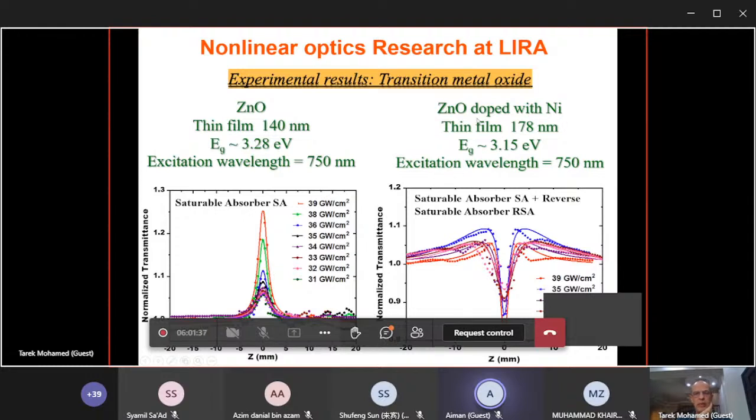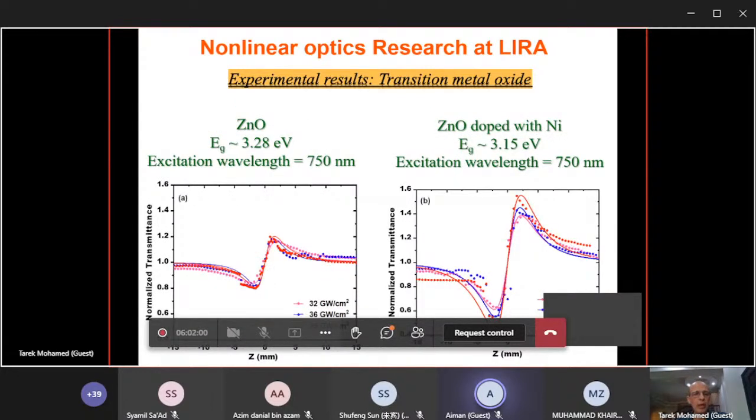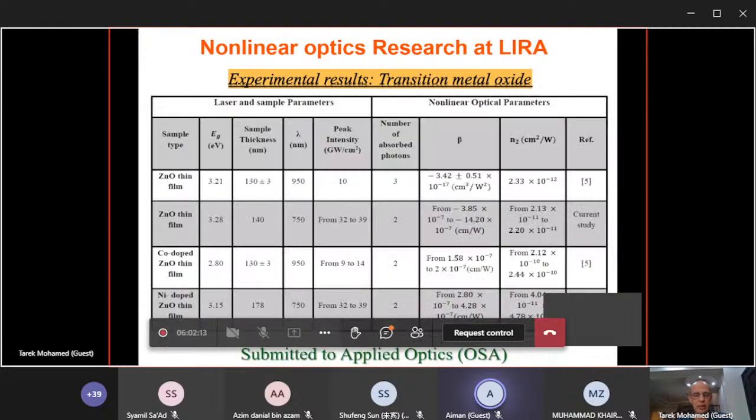And we dope the zinc oxide with nickel, with a different thickness, and we keep the excitation wavelength. Then we have different behavior. So we have saturable and reverse saturable behavior mixed, two of them together in the doped thin film. We also did the closed aperture to get the nonlinear refractive index. We did zinc oxide itself and zinc oxide doped with nickel to see the effect of doping using nickel.